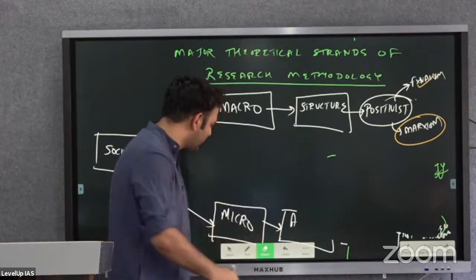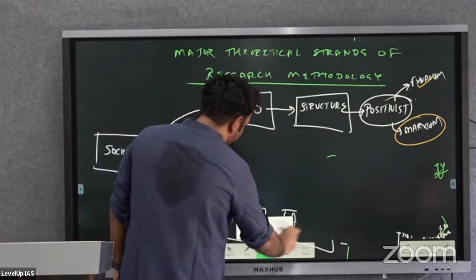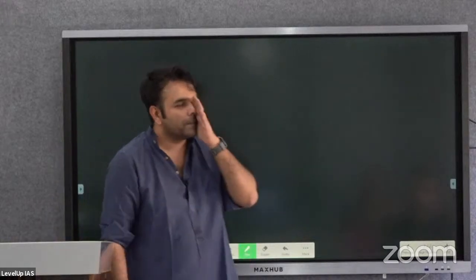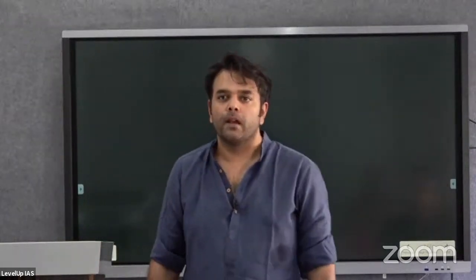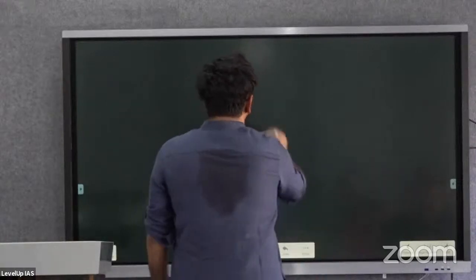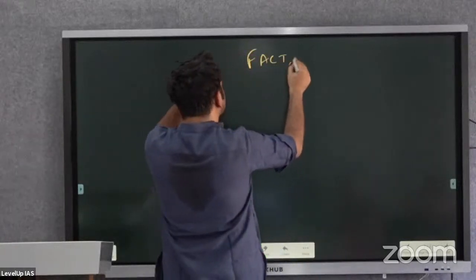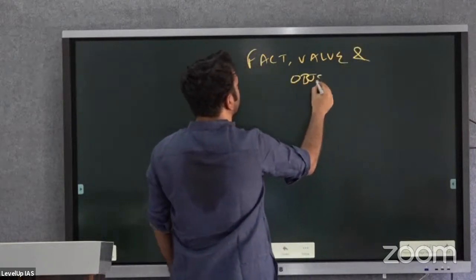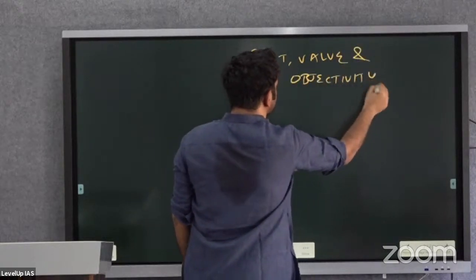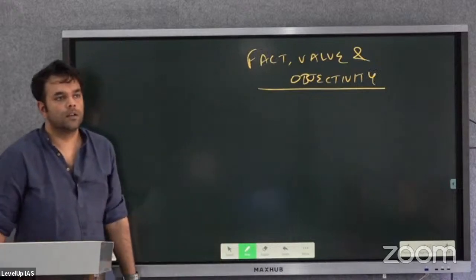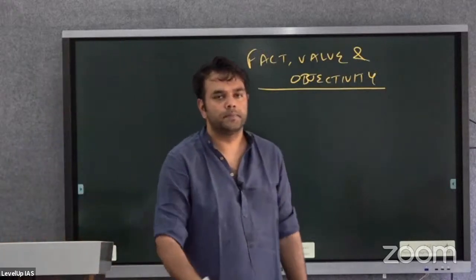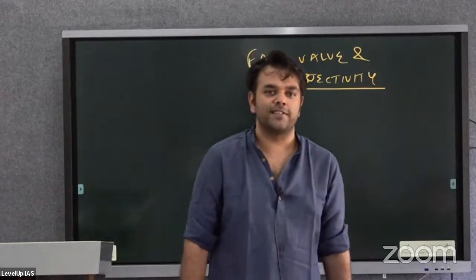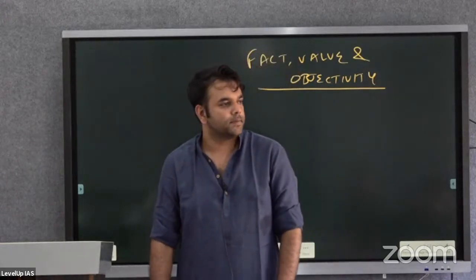Okay, now the last topic: fact, value and objectivity. Fact, value and objectivity. And then I'll finally tell you, is sociology science or not?